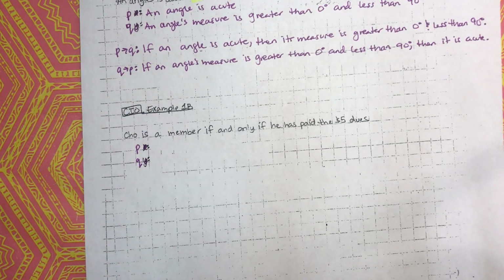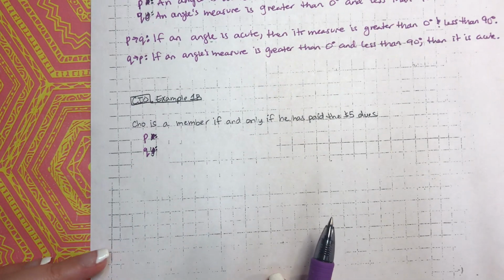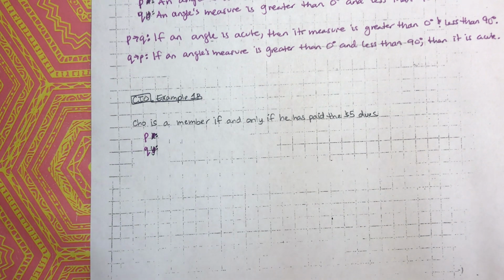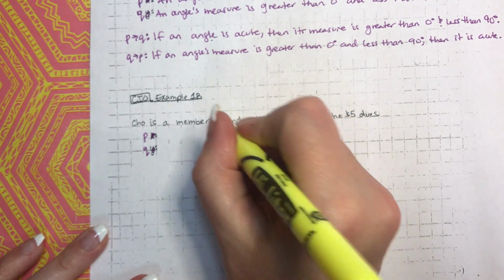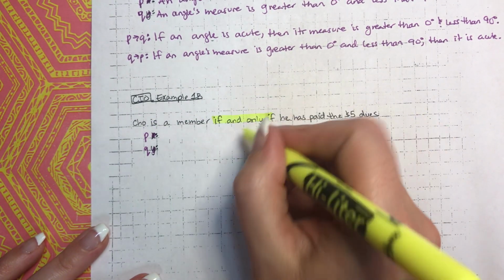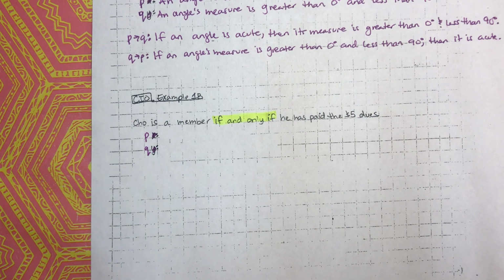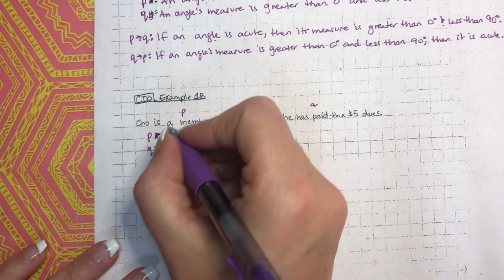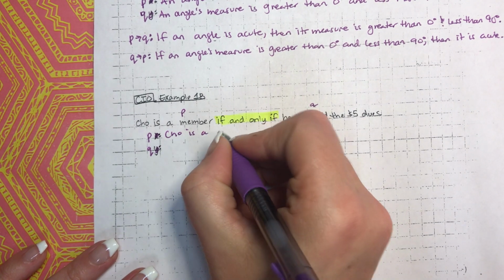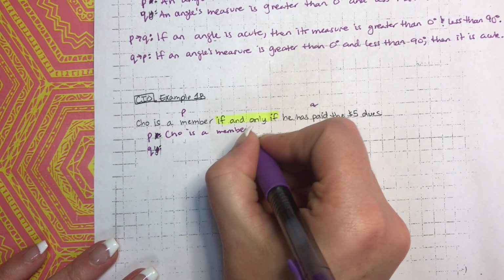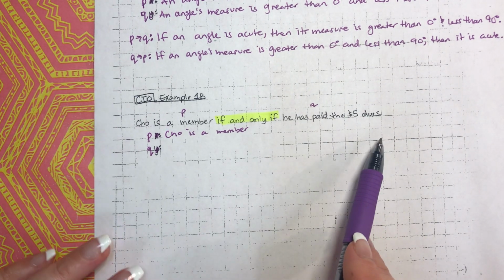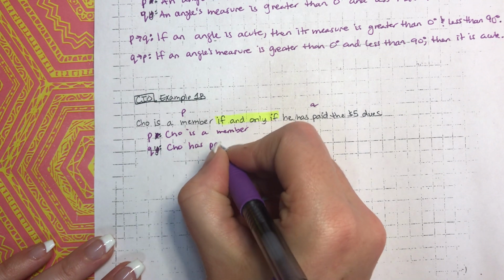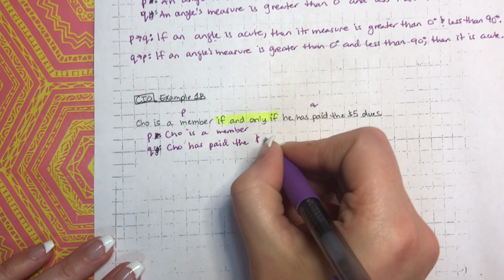Let's see how you did on example 1B. It says Cho is a member if and only if he has paid the $5 in dues. So where are our keywords? Right here, if and only if. This is a lovely biconditional statement, which means that this is our P and this is our Q. Cho is a member, that is our P. Our Q, he has paid the $5 dues, which means Cho has paid the $5 dues.